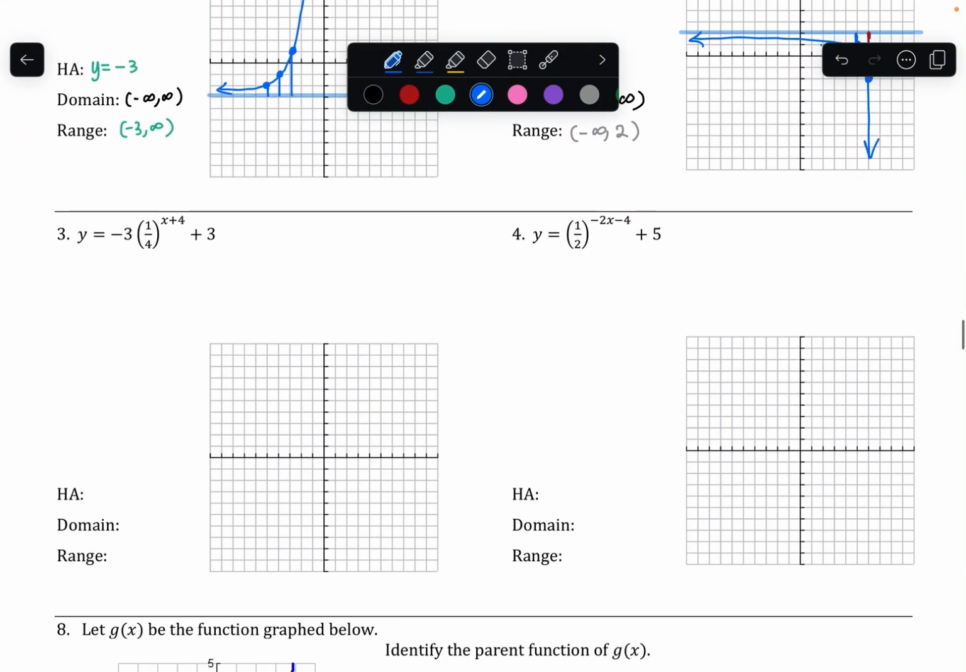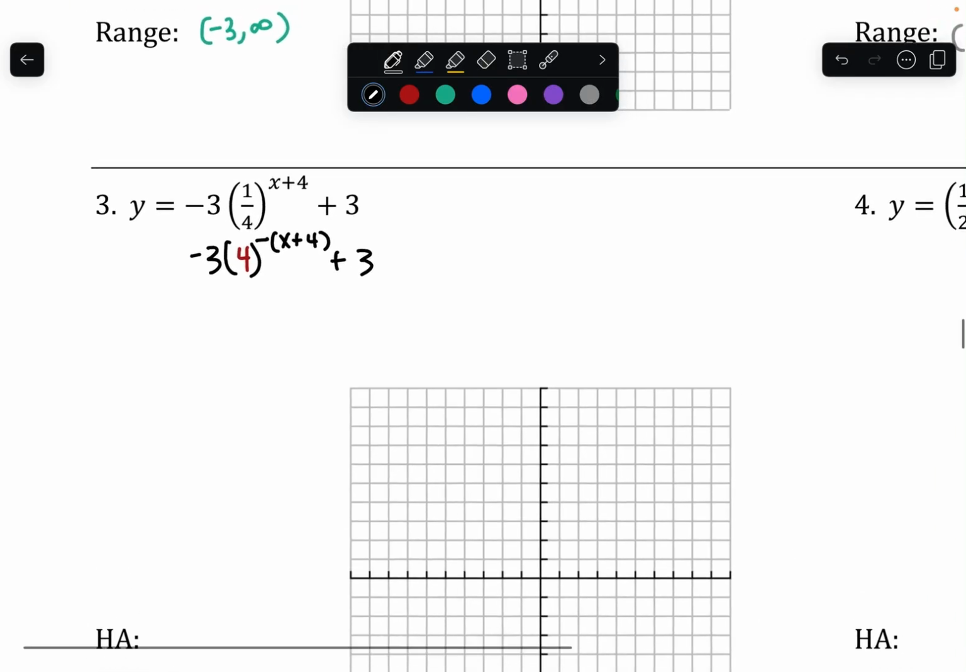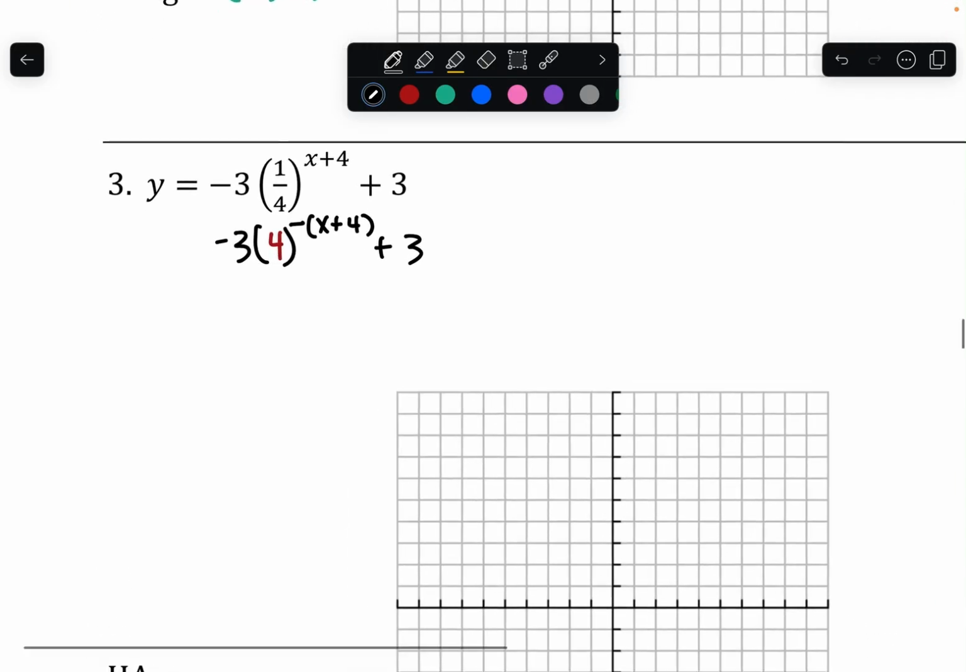Okay, on number 3, here you're seeing a 1/4 as a base. And so instead of working with a fraction, remember you can change the base. And so if I want to rewrite that as a 4, I would just need to put a negative on the exponent. Okay, and then copy down the rest of the function. Okay, and so I don't like working with fractions. I'd rather work with a reflected whole number. And so this is base 4.